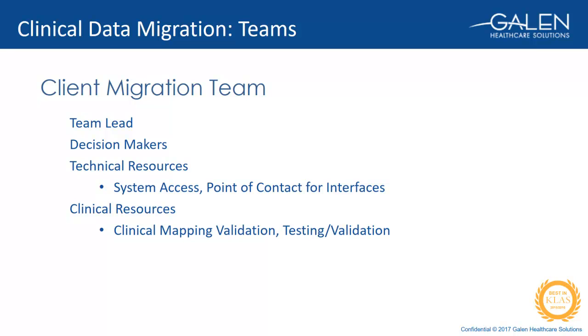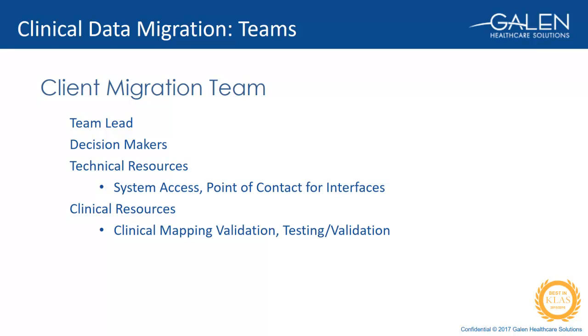Decision makers make all decisions throughout the migration life cycle, things related to items like scope adjustment, timelines, mapping and validation, sign-off, and any other processes. Technical resources are needed to help with system access and are responsible for working with interfaces between systems.